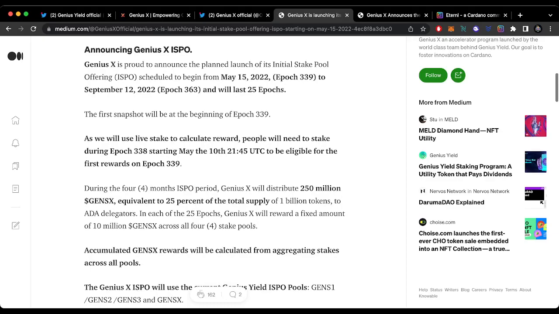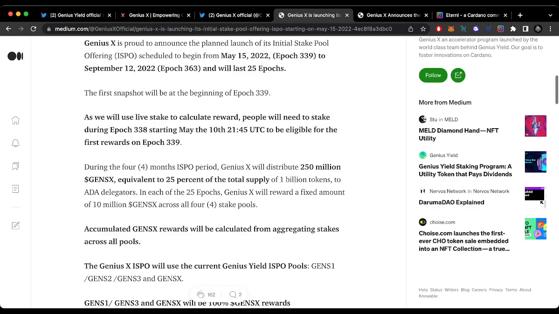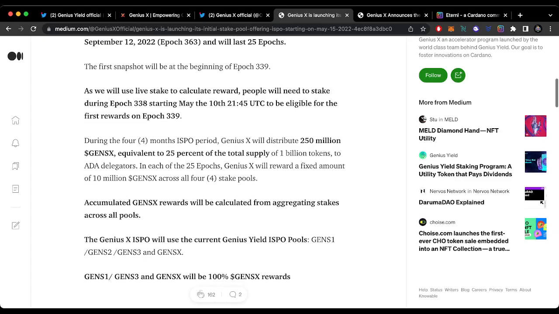Now this ISPO is going to run until September 12th, so it'll last 25 epochs. The first snapshot will be at the beginning of epoch 339. As they will use live stake to calculate rewards, people will need to stake during epoch 338, starting May the 10th, to be eligible for the first rewards on epoch 339.